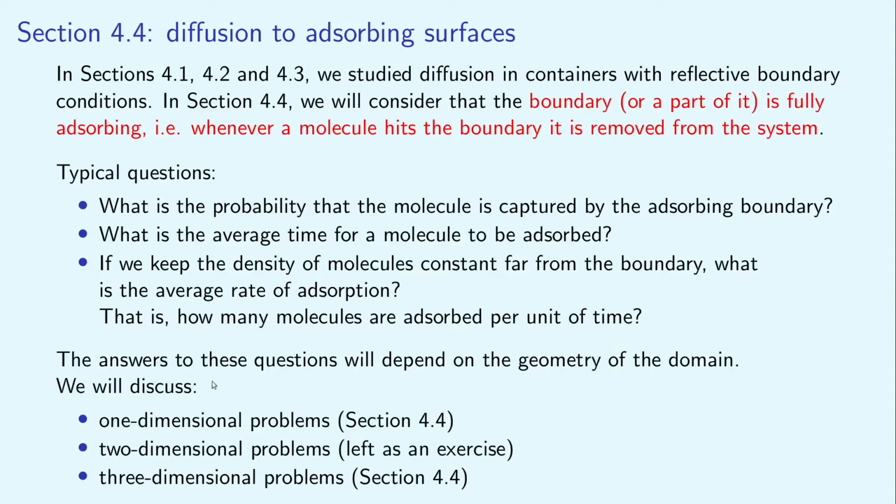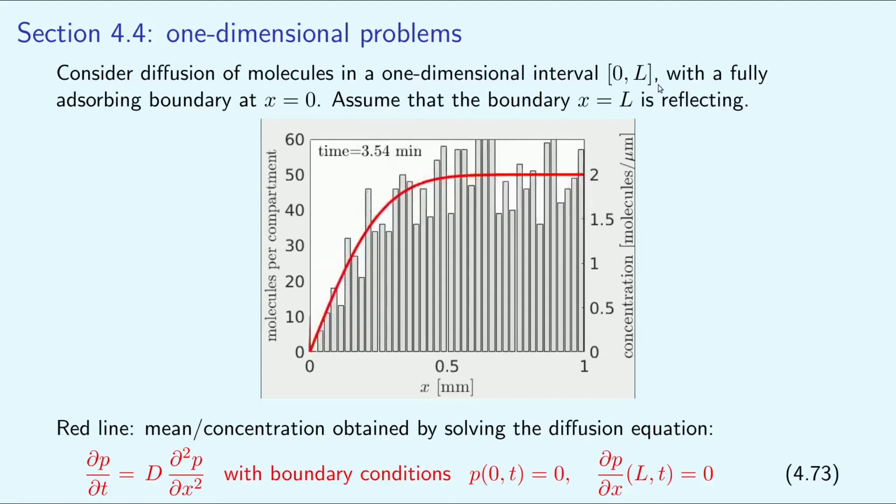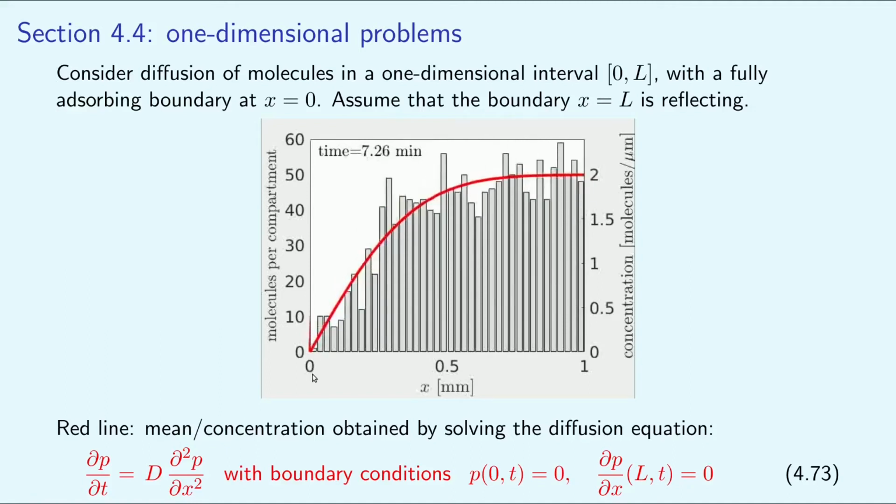The answers to these questions will depend on the geometry of the domain. We will start by discussing one-dimensional problems. Later, we will also discuss problems in 2 and 3 spatial dimensions. First, we will consider diffusion of molecules in a one-dimensional interval [0, L], with a fully adsorbing left boundary at x equal 0. We will assume that the right boundary at x equal L is reflecting.